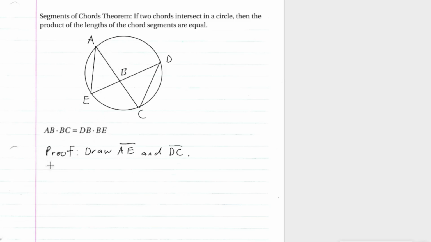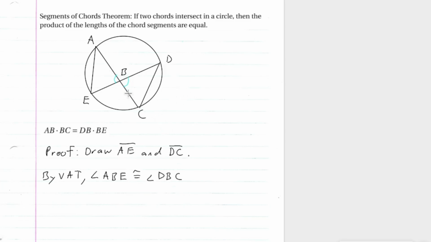So we know by the vertical angle theorem that angle ABE is congruent to angle DBC. So at least we have this angle congruent to this angle, right?